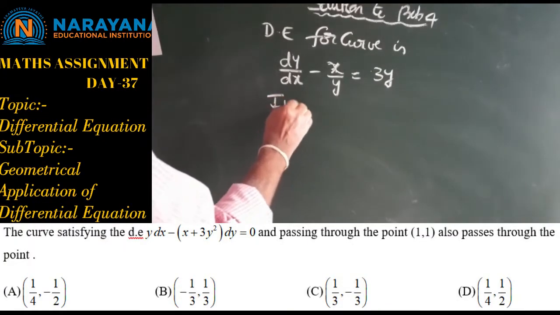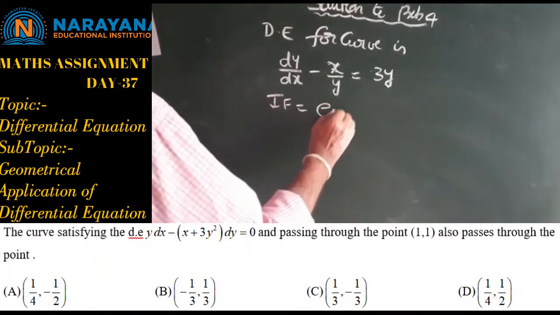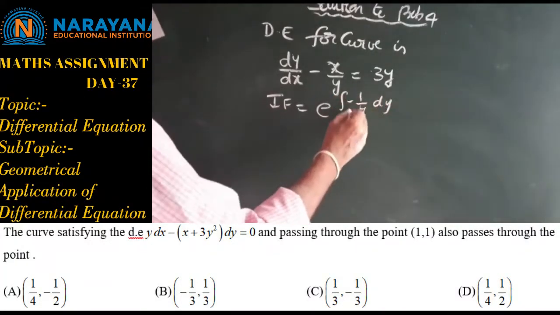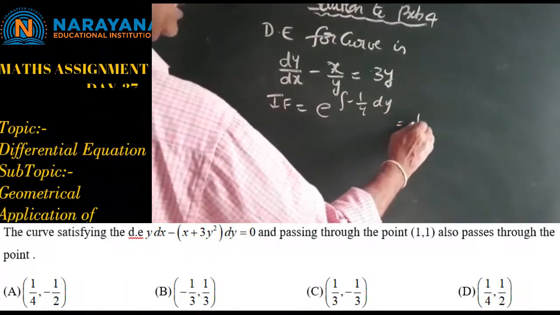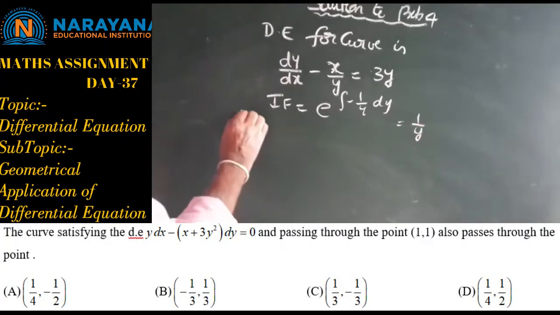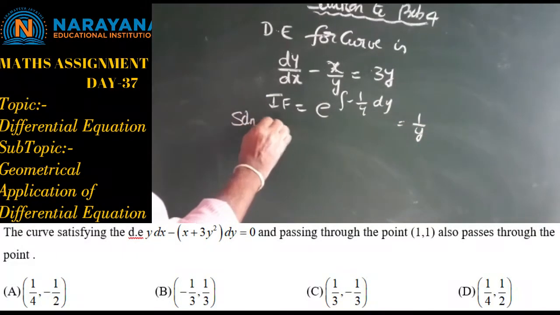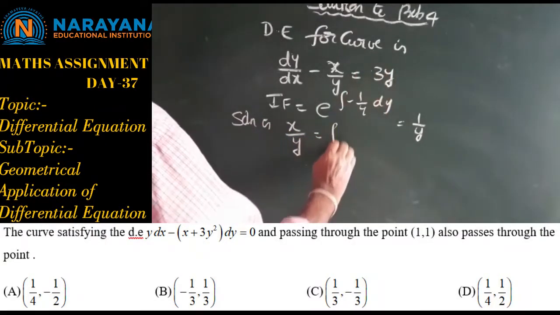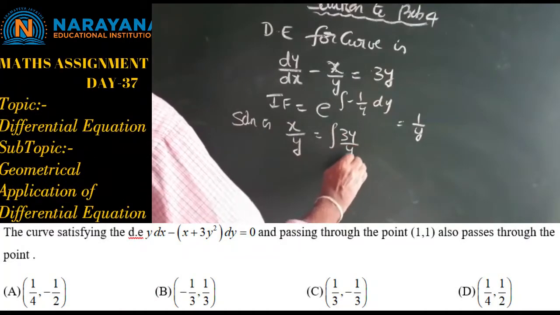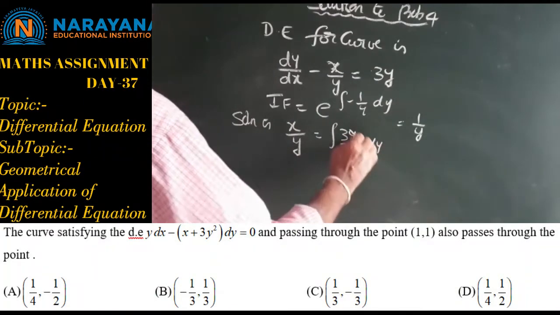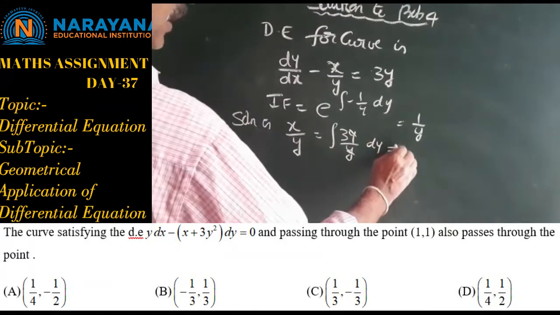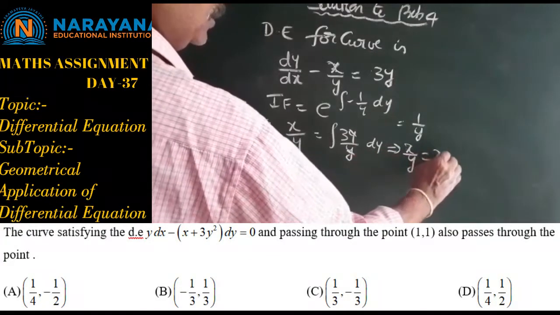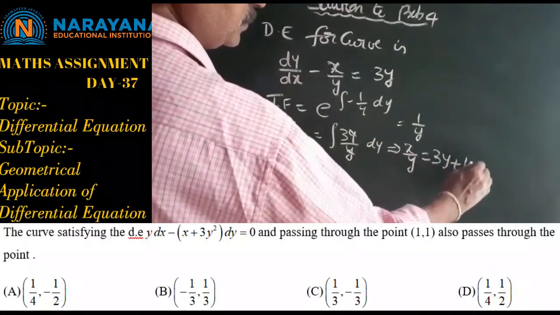So the integrating factor is given by e power integral of minus 1 by y dy. This is e power minus log y. So the integrating factor is given by 1 by y. So we write the solution: x by y is equal to integral of 3y divided by y dy. After taking the integration, we can get x by y is equal to 3y plus k.